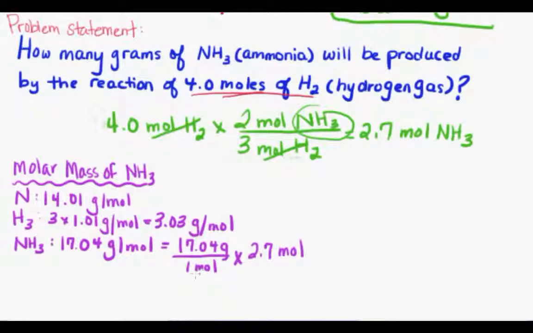This way you'll be able to cancel out moles, and when you actually multiply 17.04 by 2.7, you get the number 46.01. And now it's just grams because we've canceled out moles. Or if you want to use the correct significant figures, which you always should, it actually rounds to 46.0 grams of ammonia.